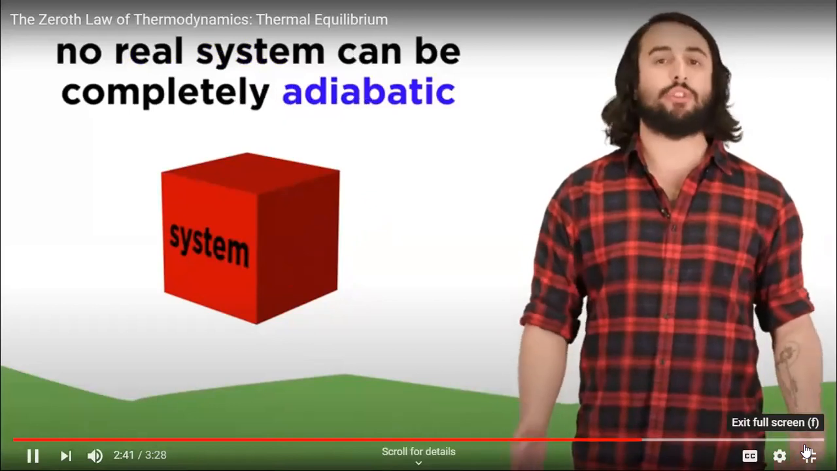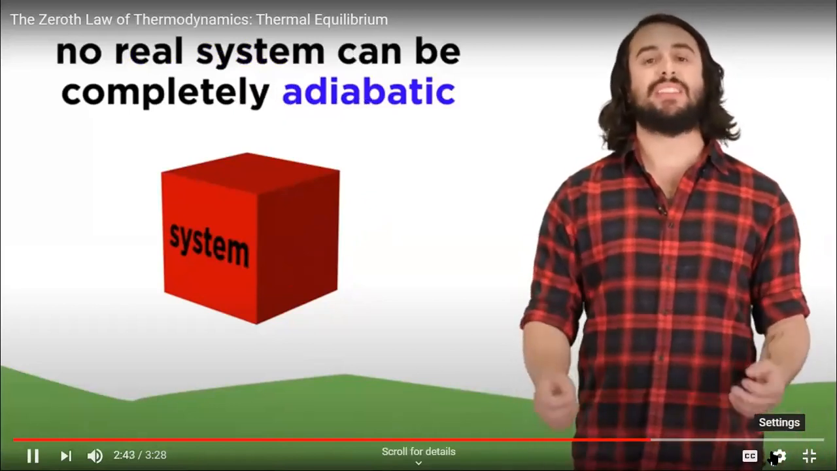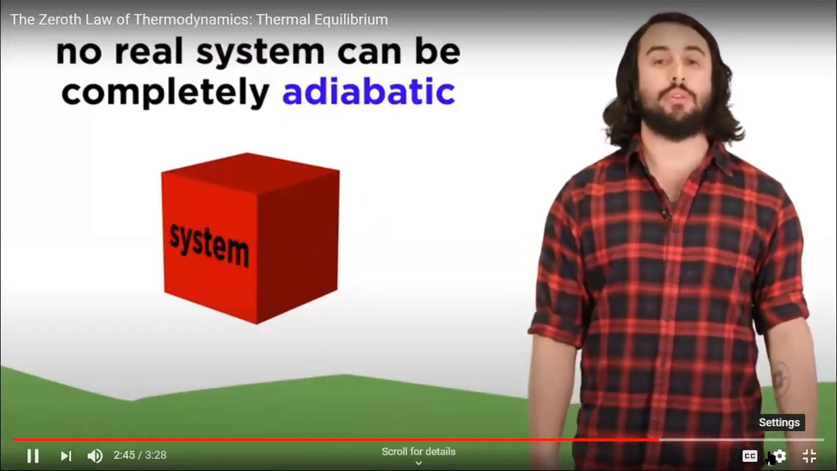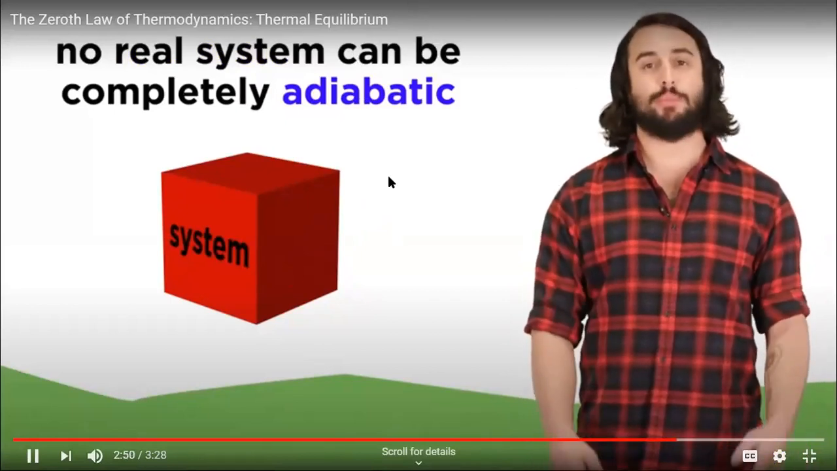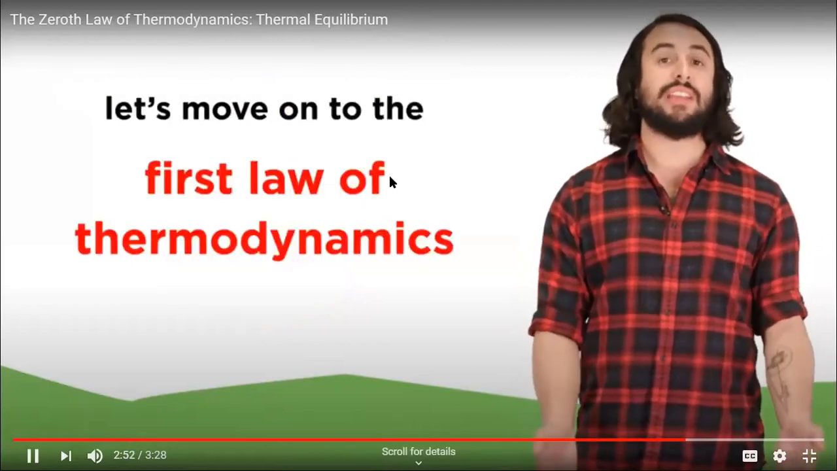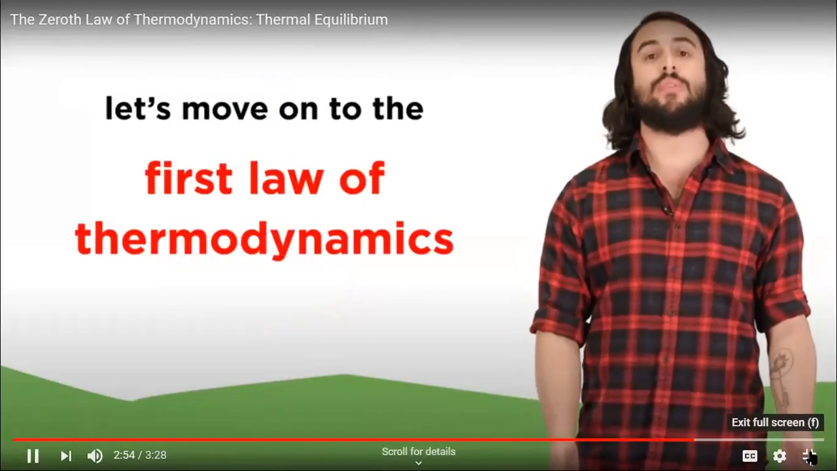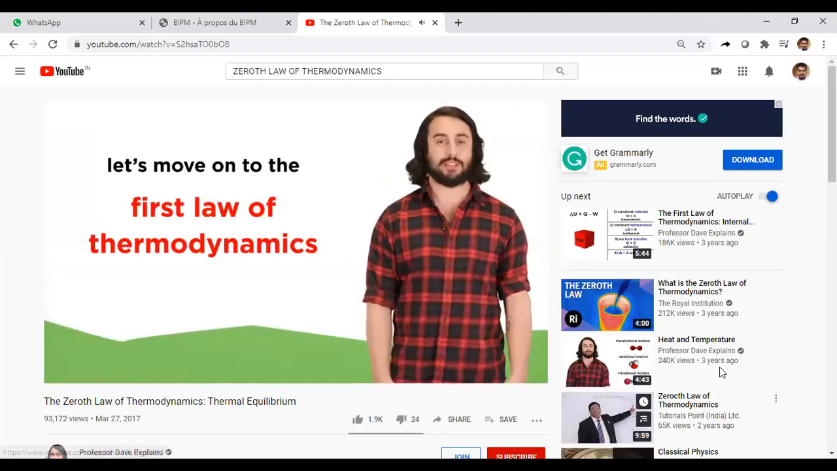No system can be truly adiabatic, but it is a useful approximation when we do calculations involving systems that permit only negligible heat transfer. With these definitions out of the way, we can move on to the first law of thermodynamics.